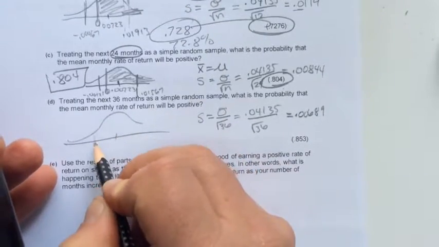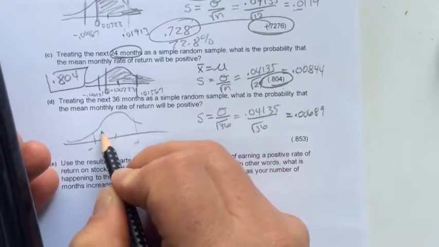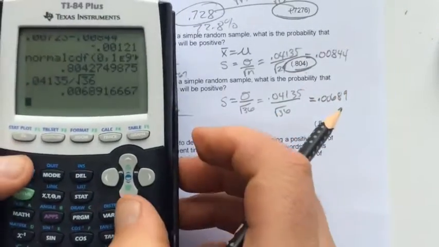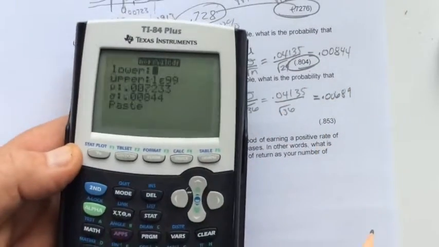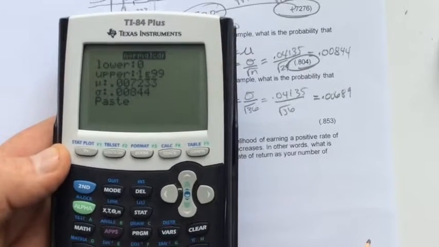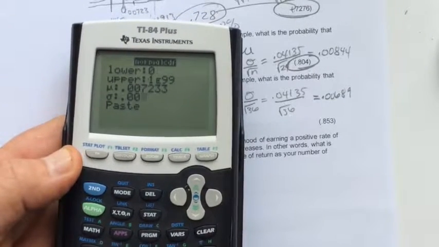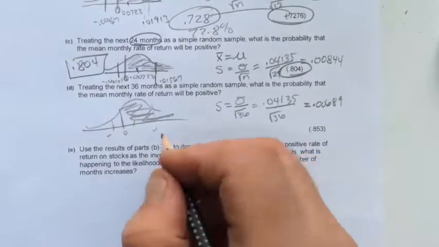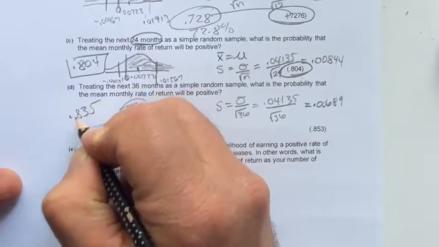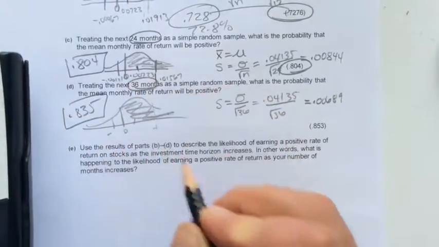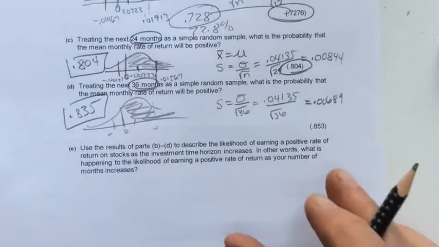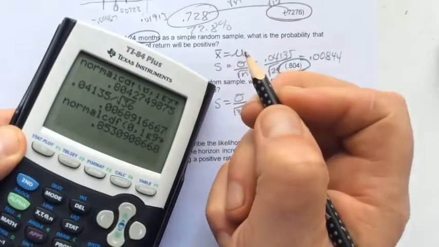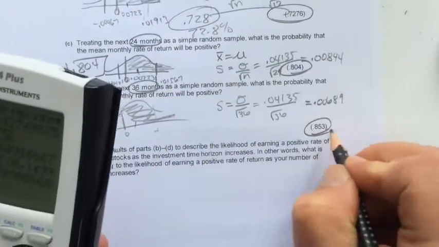We're going to have the center, a negative one there, a positive one there, and they want 0 and above. Okay, so it's second distribution, normal CDF. A low of 0, a high of infinity, the center there, but now the spread is 0.00689. So now it's 0.853. You have an 85% chance to have a 36-month spread that is positive. That's what it says there, 853, which is what they have.